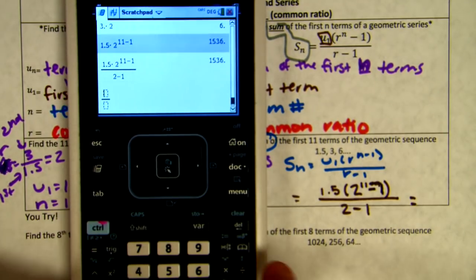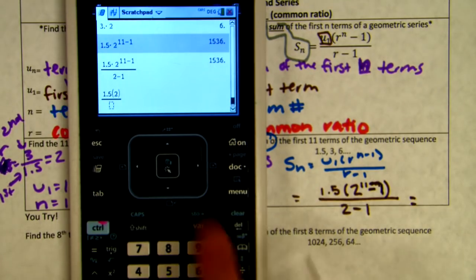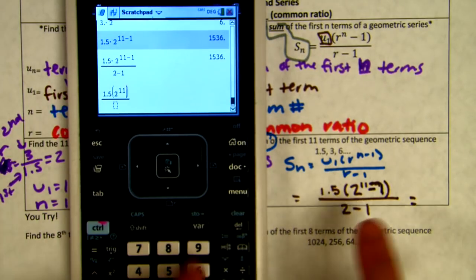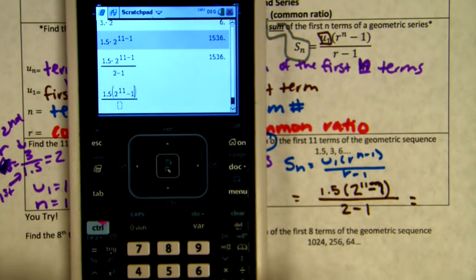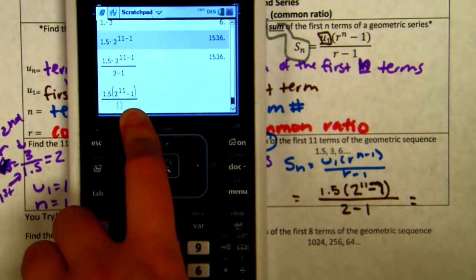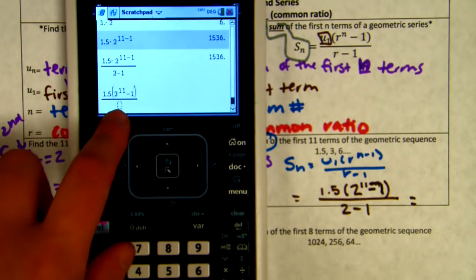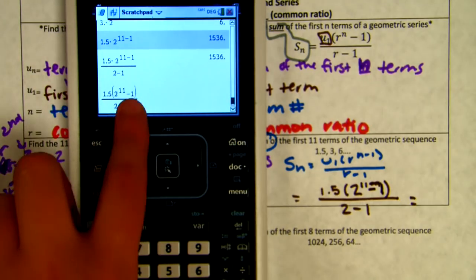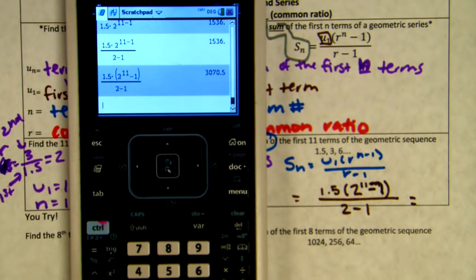What we need to do instead, we had a lot of trouble with this, I remember. I still do, clearly. It's 1.5 times 2 to the 11th, and then we need to get out of that exponent to get to the minus 1. So again, 1.5 times 2 to the 11th minus 1 over 2 minus 1. So once again, notice that that minus 1 is not in the exponent.